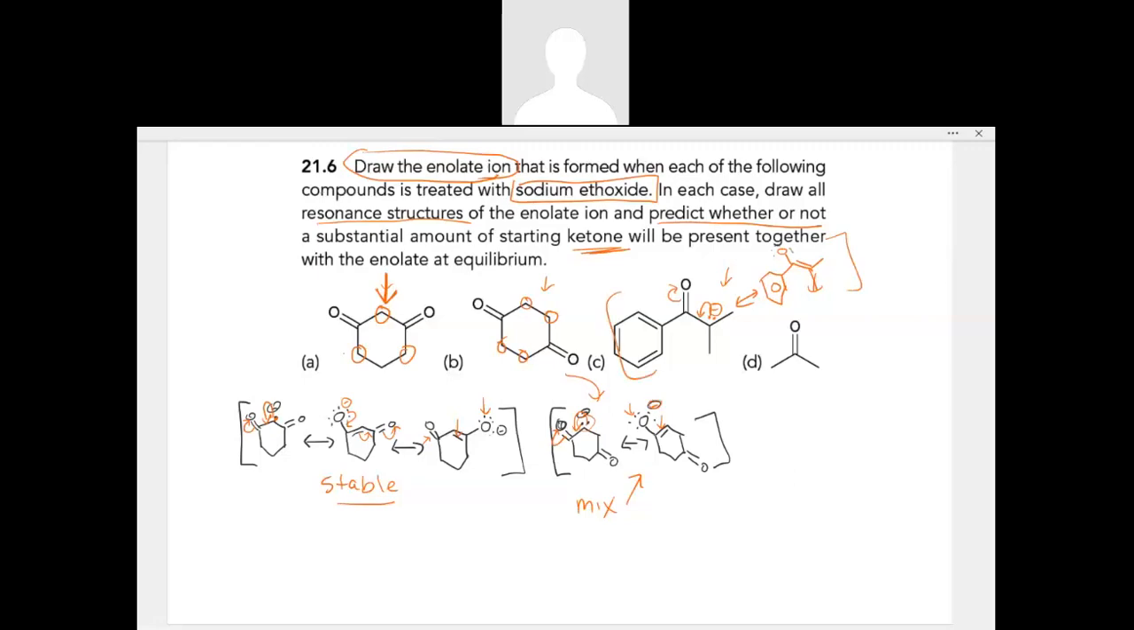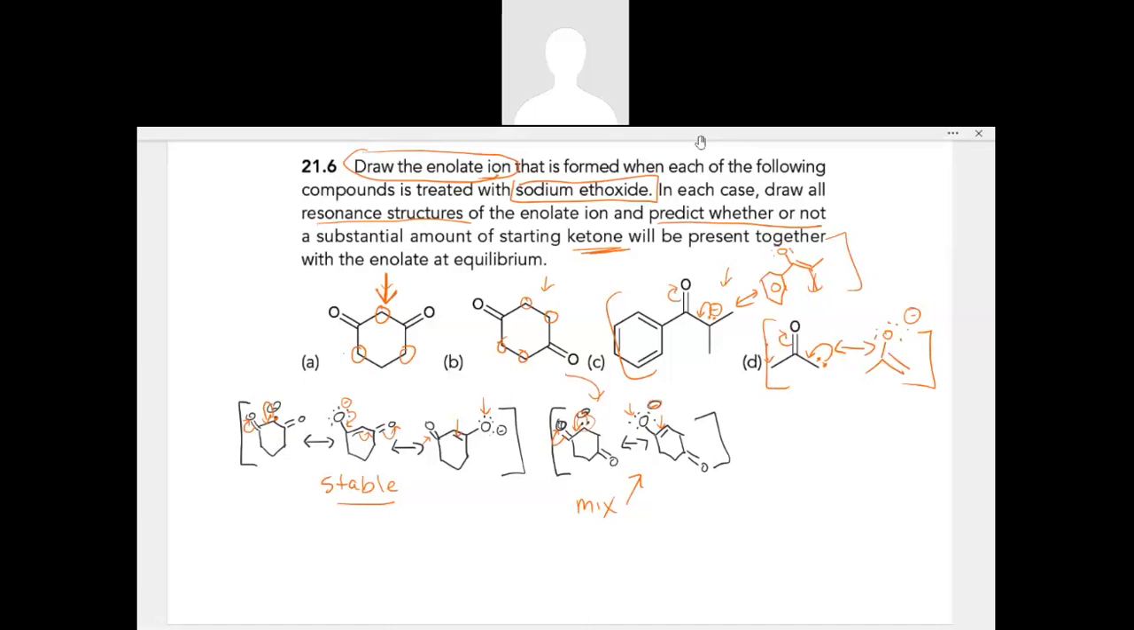And then in part D, we could choose either alpha carbon. I'm going to choose this one over here. They would generate the same resonance structures. So let's move that lone pair at the deprotonated carbon to form a pi bond there, and then move this lone pair up. So we're going to get this resonance structure as well. And again, we're only going to get the 2 with that negative charge on that oxygen there.